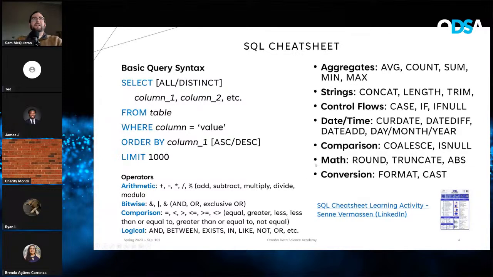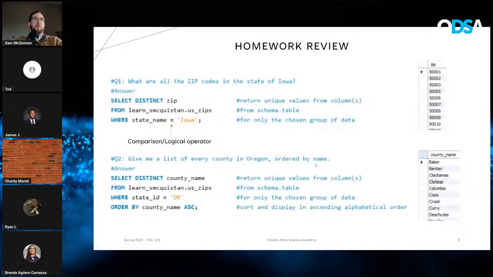Anyway, let's continue. So homework review. Each of these questions, I have an example of what the table should optimally look like at the end and what most of the query has, as well as a little bit of an explanation. So the first question that we had was, what are all the zip codes in the state of Iowa?